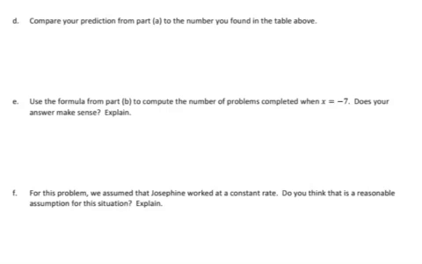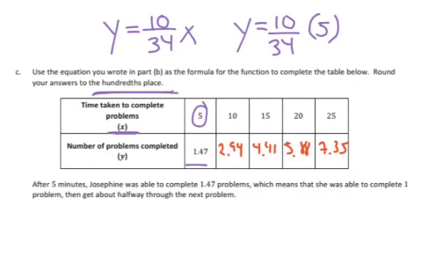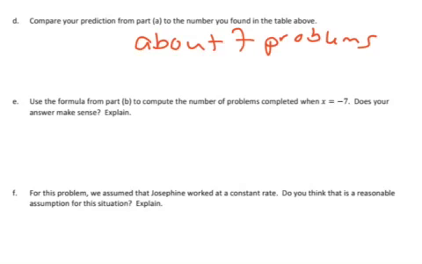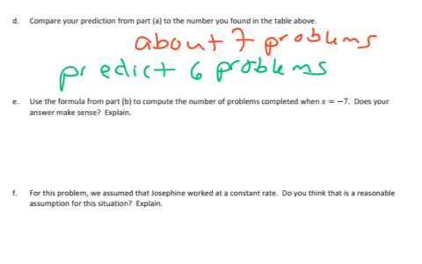Compare your prediction from part A to the number you found in the table above. So my prediction from part A for 25 minutes, the actual data we have is about 7 problems. My prediction, I said 6. So I was fairly close and accurate. You may have been, you may not have been. That's just testing your prediction or estimating skills.